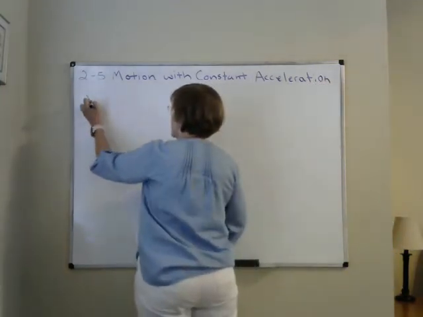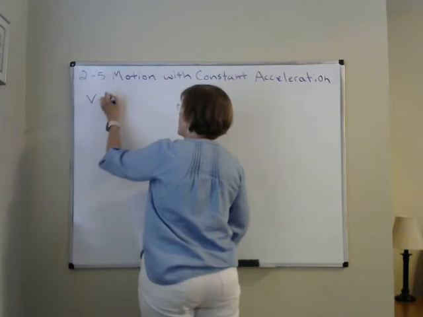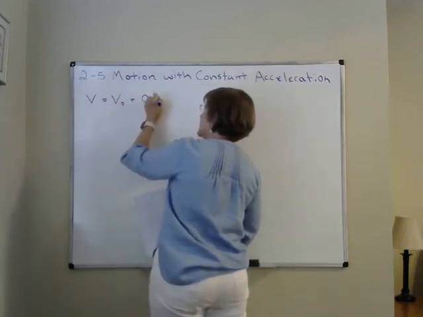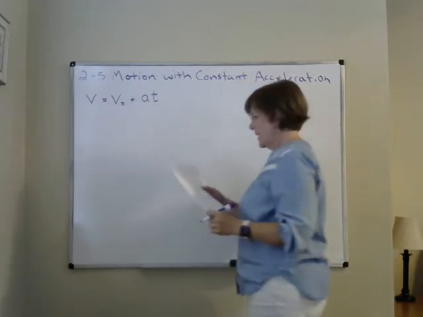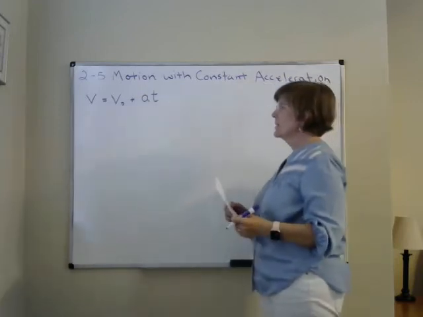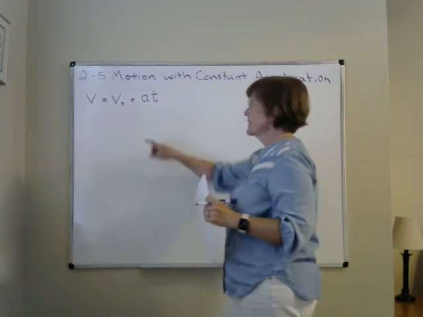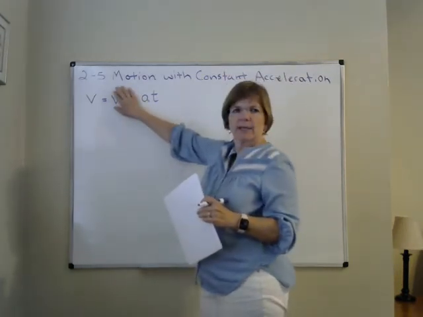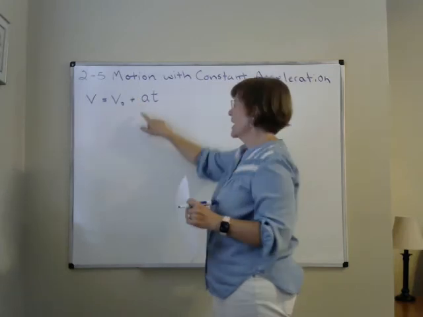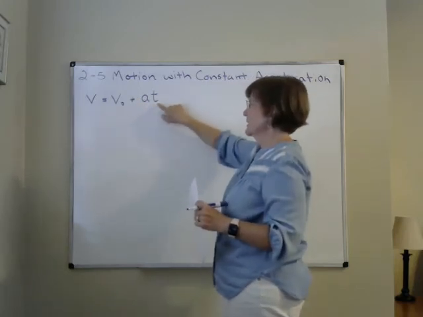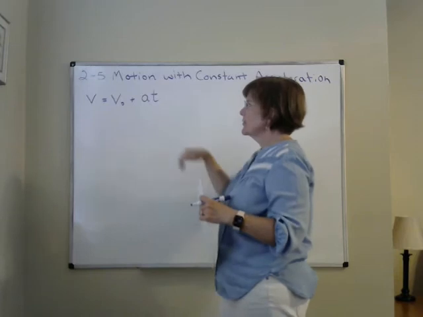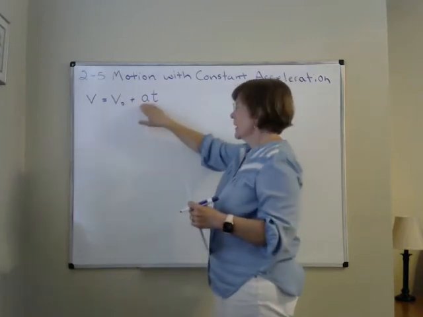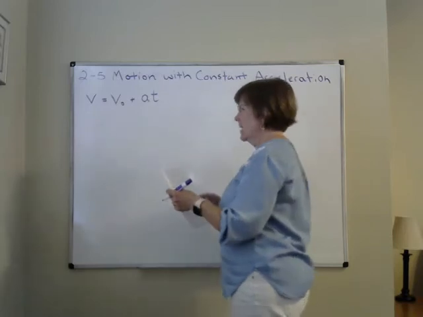Here are our formulas. The velocity is equal to v0 plus at. If we think about it, this is almost intuitive. Your velocity, if you started from rest, would just be your acceleration times time if you had a constant acceleration. However, if you don't start from rest, it'll be your initial velocity plus the acceleration times the time.